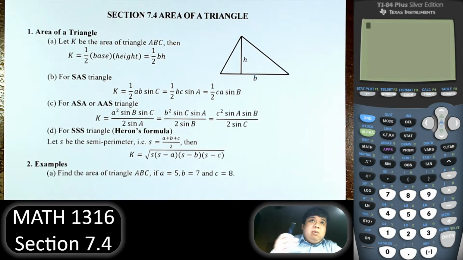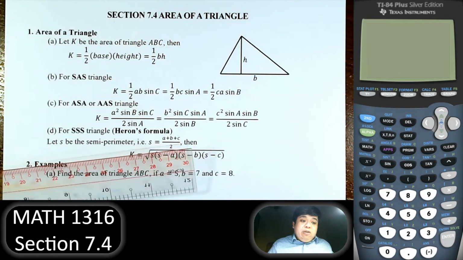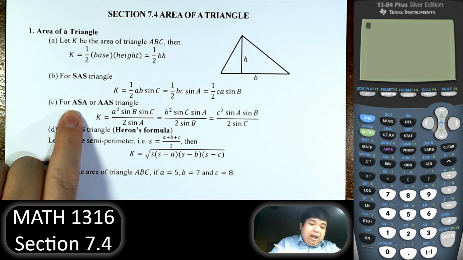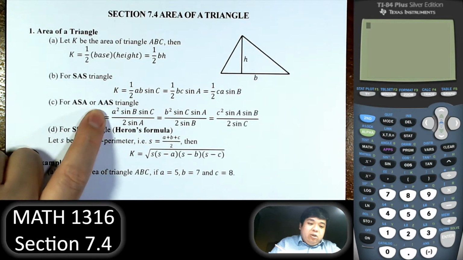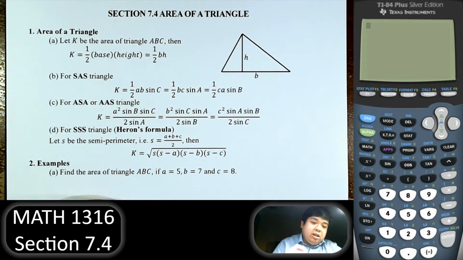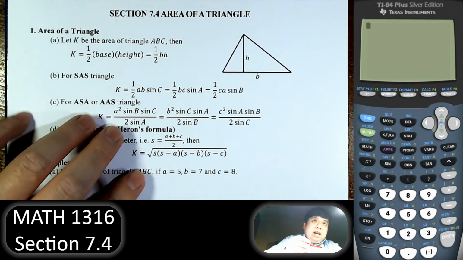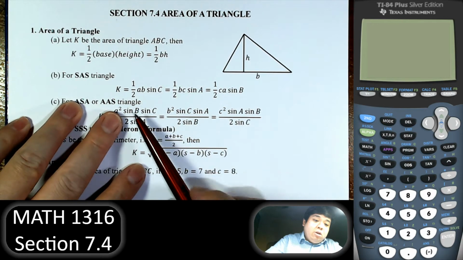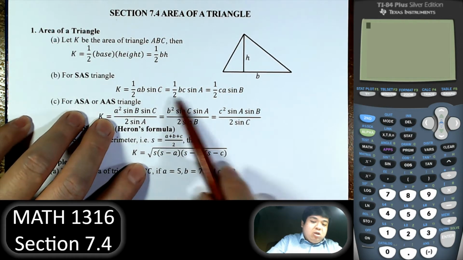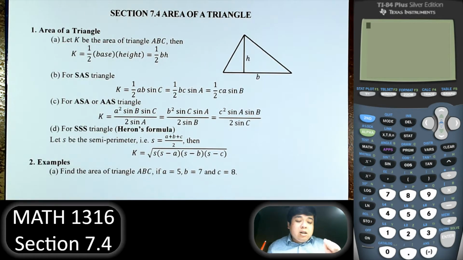Now, it can be shown that in different cases, like angle side angle, or side angle side, or side side side, different scenarios, we have different formulas for it. For example, if it is side angle side, the formula is 1/2 AB sine C, and of course all the formulas are there, you can see them. But I just want to prove one of those formulas.